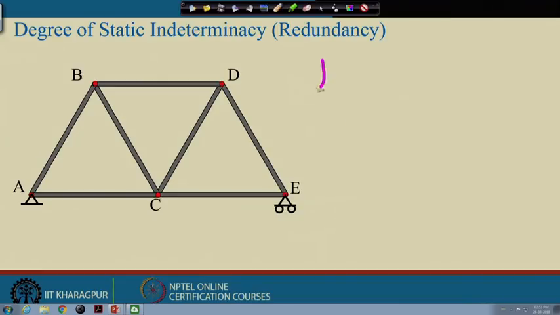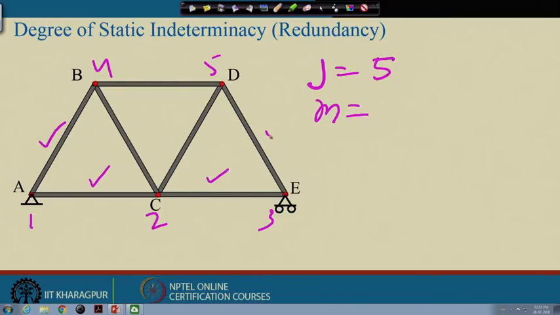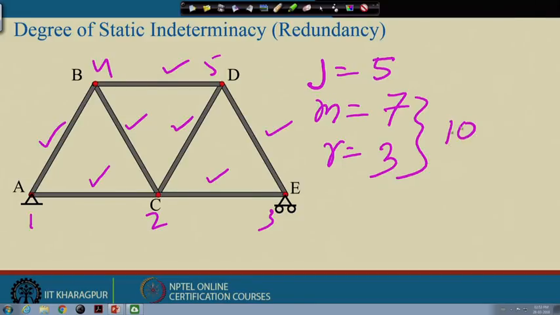Now, here the number of joints j is equal to 1, 2, 3, 4 and 5. So, the number of joints is 5. The number of members M is equal to 1, 2, 3, 4, 5, 6, 7. This is 7, and for support reactions, we have 2 support reactions here and 1 support reaction at E. So, R is equal to 3. So, the total number of unknowns is equal to 10, and the number of equations available is 2j, which is 10. So, static indeterminacy is 10 minus 10, which is equal to 0. So, this truss is statically determinate, right.